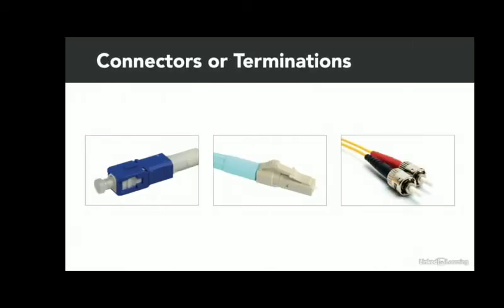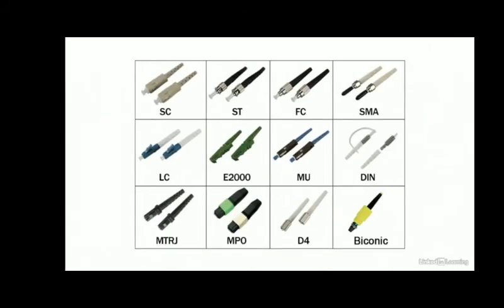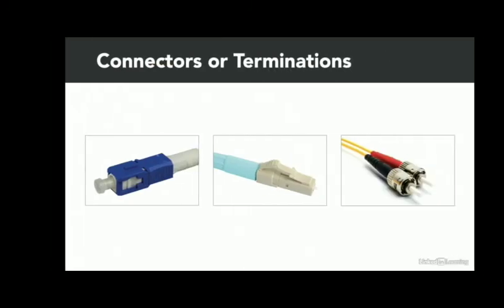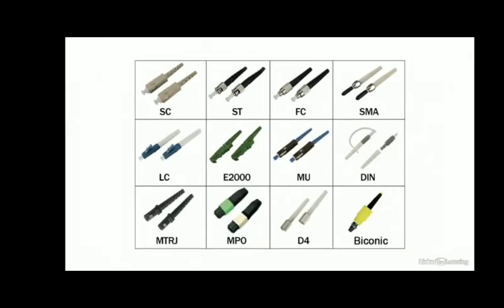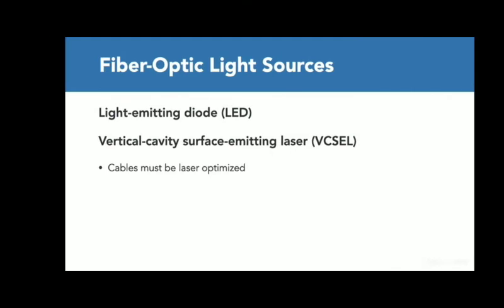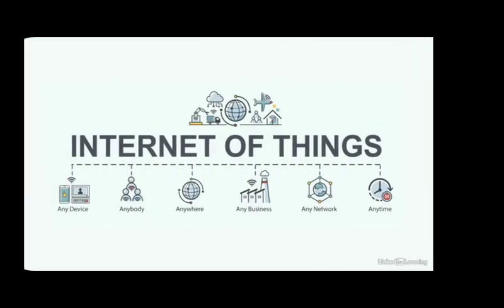Connectors or terminations are the same as for copper cables. These are the types of cable connectors and terminals for fiber optic cables. What are the fiber optic light sources? It can be an LED, light emitting diode, or a laser called a vertical cavity surface emitting laser, VCSEL. The cable must be laser optimized.